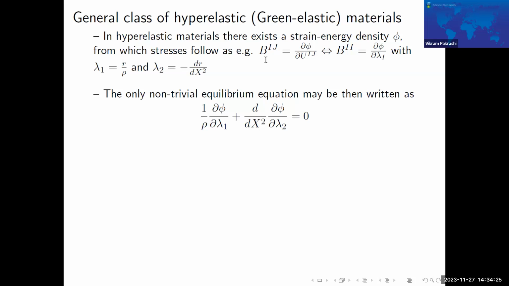So what is important is that in hyperelastic materials, there exists a strain energy density function. We sometimes take it for granted, but if you want to be very, very strict, we can say that stresses and strains may be linear and elastic without actually necessitating the existence of the strain energy. But if the strain energy function does exist, so in hyperelastic materials, the strain energy density exists, and then the stresses are obtained from there.